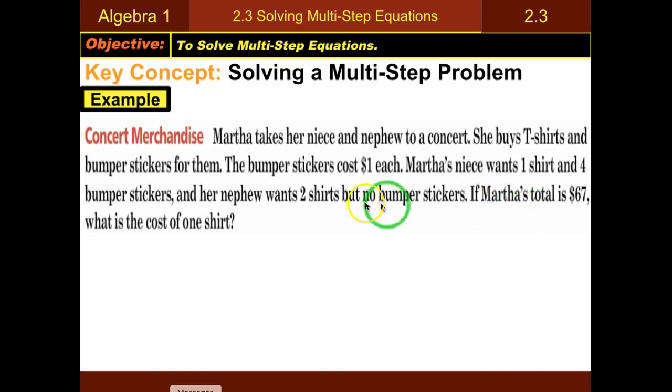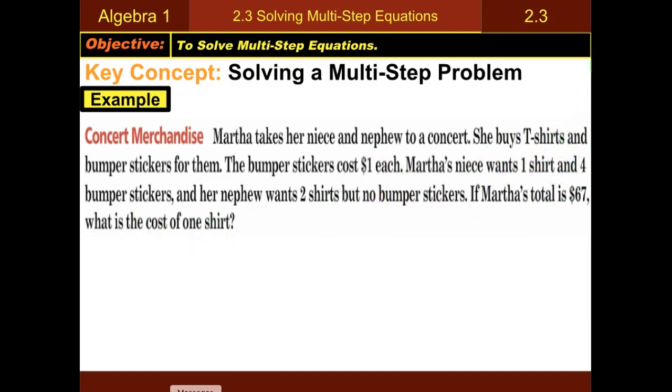So we can see here, this one, we're kind of looking for what we need and what we don't. Martha takes her niece and nephew to a concert. It's great, but that's not part of what we need. She buys t-shirts and bumper stickers, okay. Now here's something, the bumper stickers cost $1. Martha's niece wants 1 shirt and 4 bumper stickers, and her nephew wants 2 shirts but no bumper stickers. If Martha's total is 67, what is the total cost of 1 shirt?